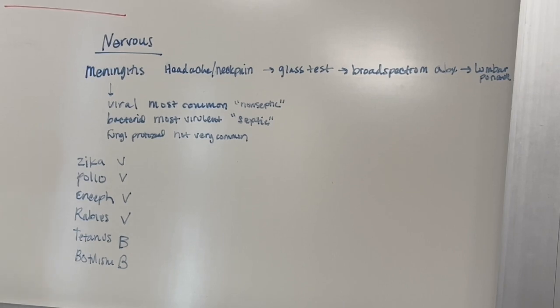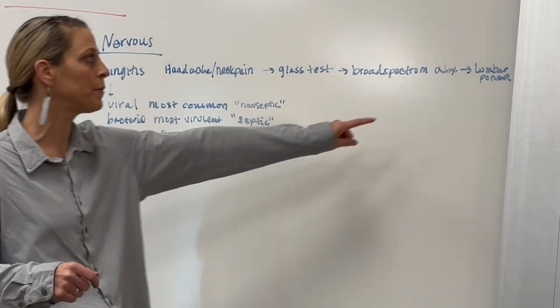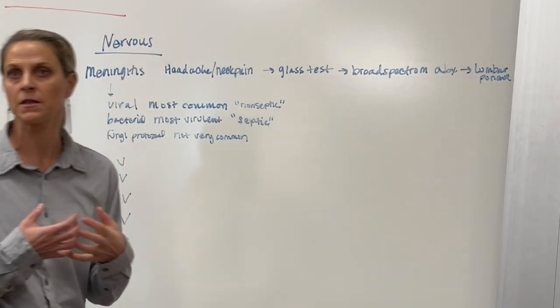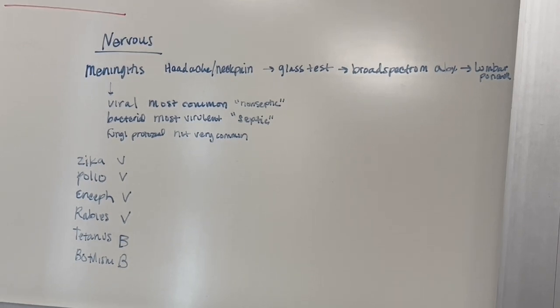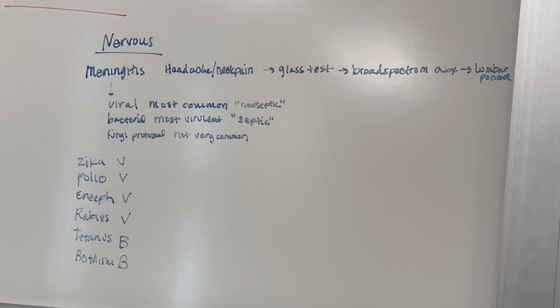And then perform a lumbar puncture and test the cerebral spinal fluid to see if it has bacteria or viruses in it, because you're dipping right into the meninges. The meninges cover the brain and the spinal cord, and you're doing a lumbar puncture into the subarachnoid space, pulling out that cerebral spinal fluid. If it has bacteria or virus in it, then the patient has meningitis.